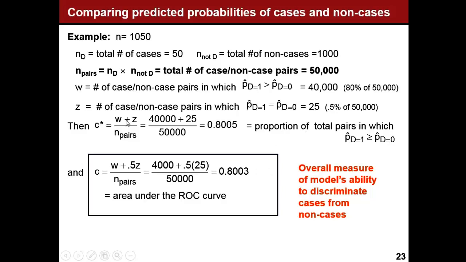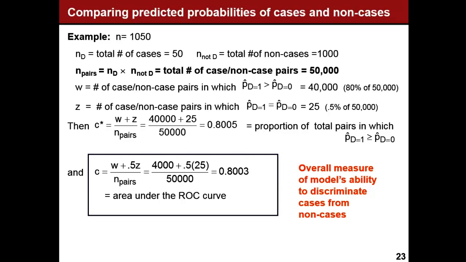Here we go. So this is where an ideal formula would look something like this. It's the proportion of all of the pairs in which the case was predicted to have a higher probability than the non-case, okay? These are ties. Sorry, I'm jumping over the specifics of the formula and just describing it. The W's are all the times when the case had a higher predicted probability.